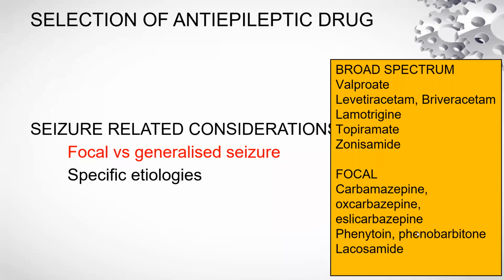Some drugs are narrow spectrum. They are effective only against focal seizures, and they're not effective in generalized seizures. Examples include carbamazepine, oxcarbazepine, eslicarbazepine, phenytoin, phenobarbital, and lacosamide. So we should know before starting an AED which type of seizure we are dealing with. We should also take into consideration the specific etiology of epilepsy.